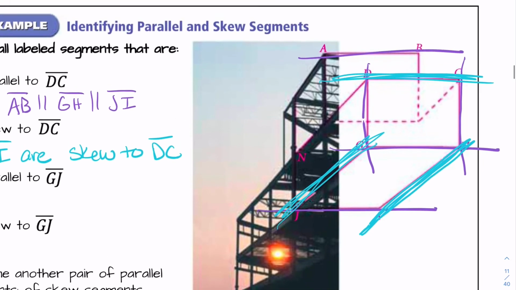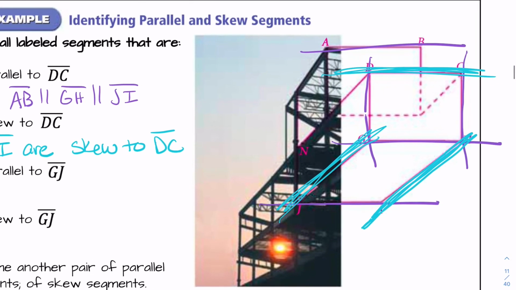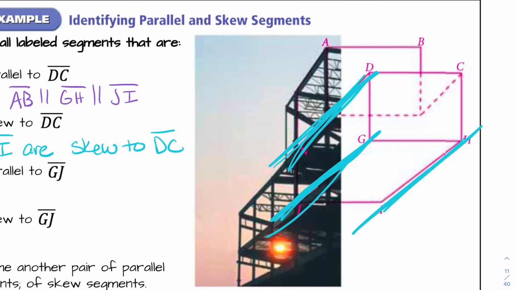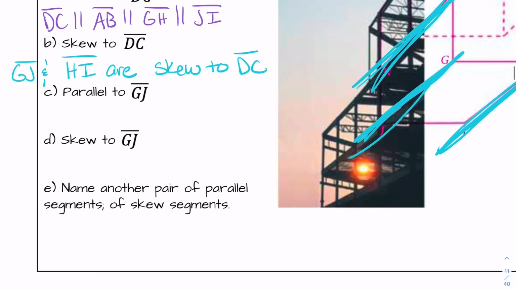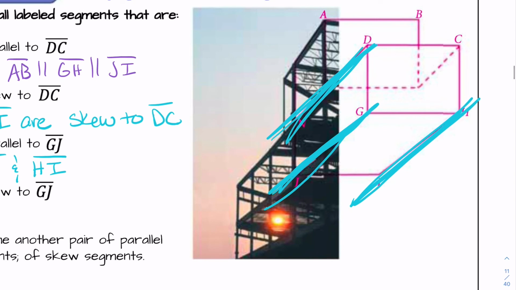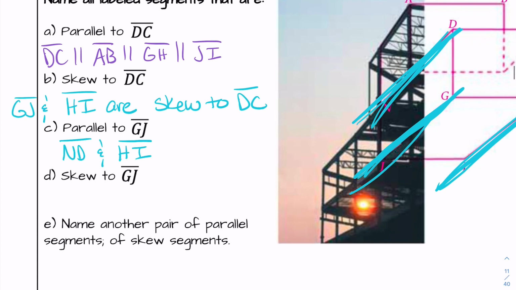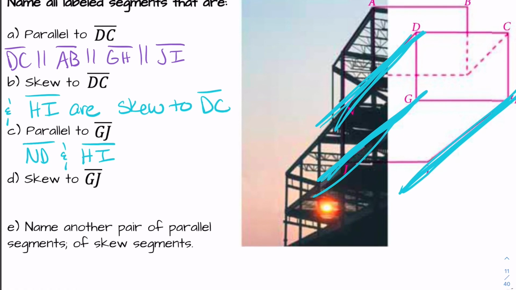Parallel to GJ. Let's see, GJ. Here's GJ. What's parallel to it? Looks like ND and HI. So ND and HI. What about GJ? Well, wait a minute. I'm sorry. GJ. Okay, parallel. I'm sorry.